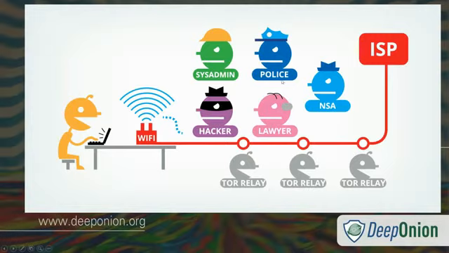So here's a really funny example, a funny graphic where a guy is using his Wi-Fi and there are 1, 2, 3 Tor relays, and none of the hackers, lawyers, NSA, police, or sysadmins can see what data is being transported, because every step of the way the data has been encrypted. One of the key things to understand is you can have additional middle nodes in each session.